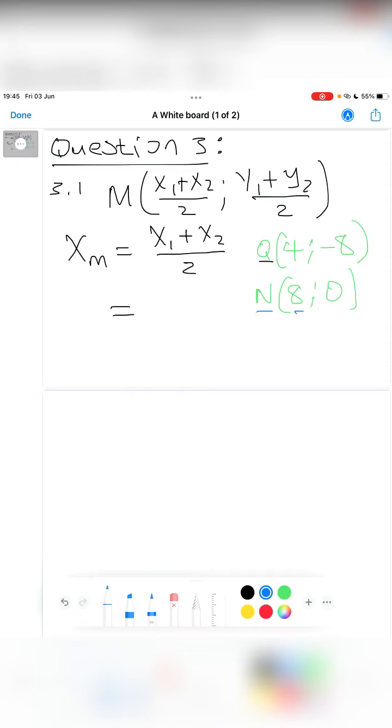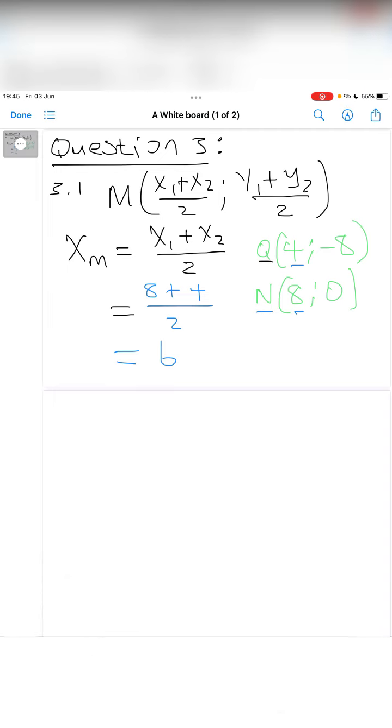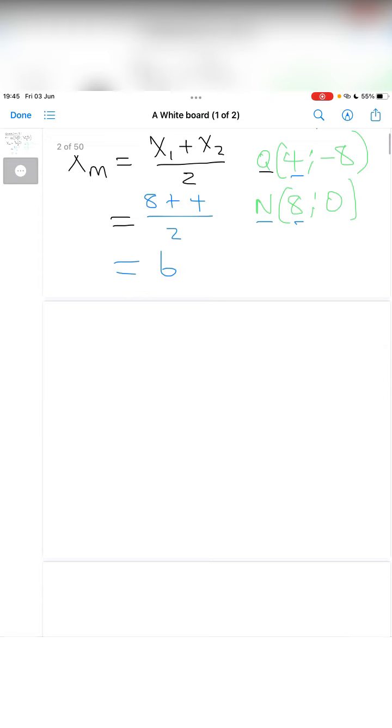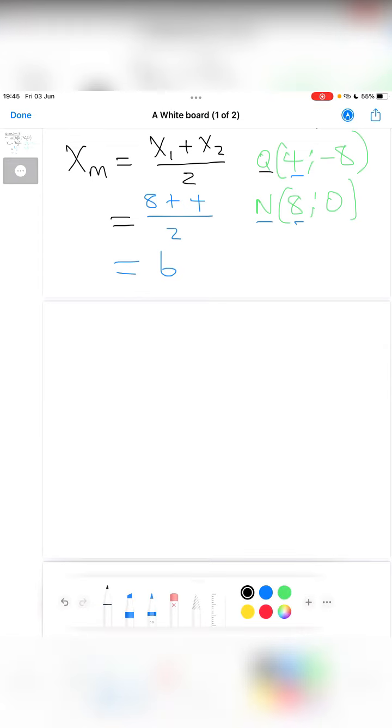So that means this is our x1, this is our x2. So we have 8 plus 4 divided by 2. What is that? That plus that, 10, 11, 12 divided by 2, which is 6. Okay, so if that is the case, let's continue to the next part of our answer. We are now calculating the y value of M.